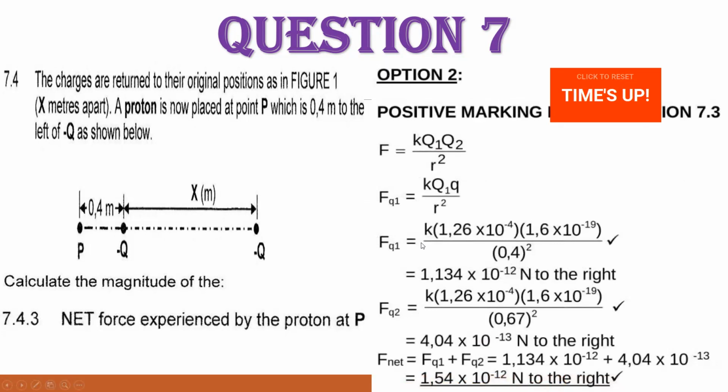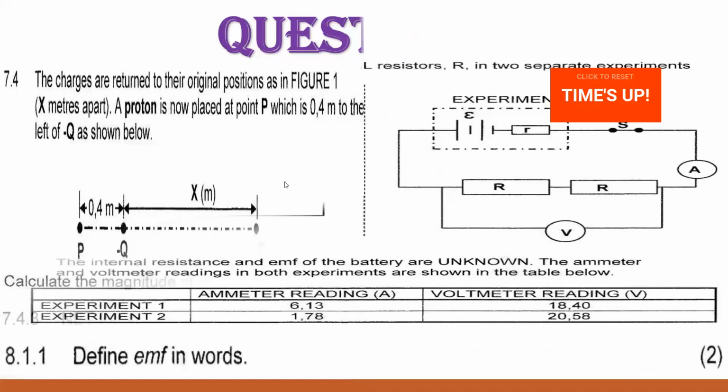Option 2, the long way. You are calculating F1, FQ1 attracting this way, and the other one is FQ2. As you see, they have the same direction. You are calculating by using this formula, and then you are getting F net. You are just adding them. All right, so this is our solution for this question. Question 7 we have done. Let's continue with question 8.